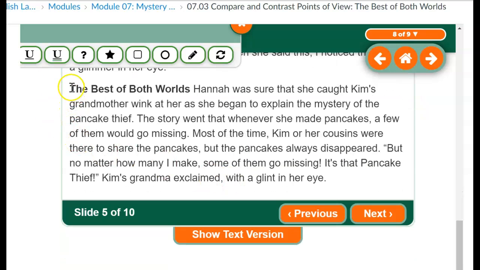All right, let's hear that scene part told from the best of both worlds. Hannah was sure that she caught Kim's grandmother wink at her as she began to explain the mystery of the pancake thief. The story went that whenever she made pancakes, a few of them would go missing. Most of the time, Kim or her cousins were there to share the pancakes, but the pancakes always disappeared. But no matter how many pancakes I make, some of them go missing. It's that pancake thief, Kim's grandma exclaimed with a glint in her eye.